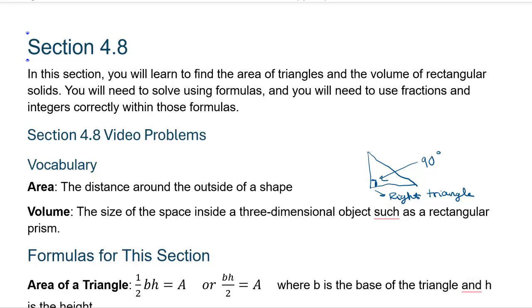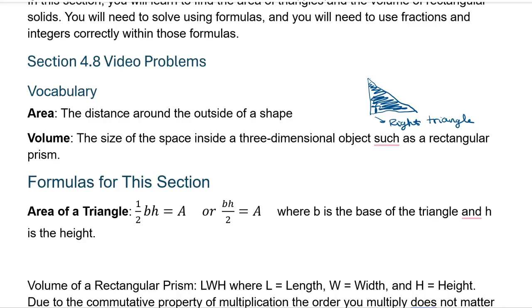Now that we've mentioned that, visually, the area is the part inside the triangle, right? Like we've talked about perimeter before, and that's the distance or addition of all of the sides. The area is the part inside those sides, okay? So the formula here for a triangle is 1/2 base times height equals A, or BH, so base times height divided by 2 equals A.